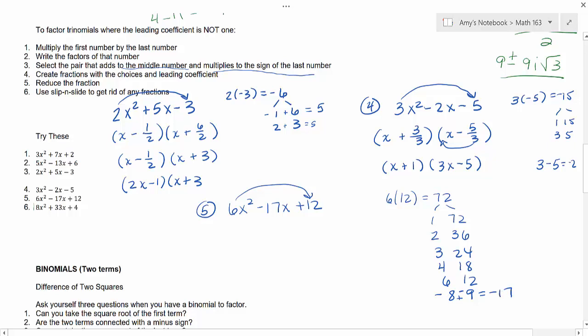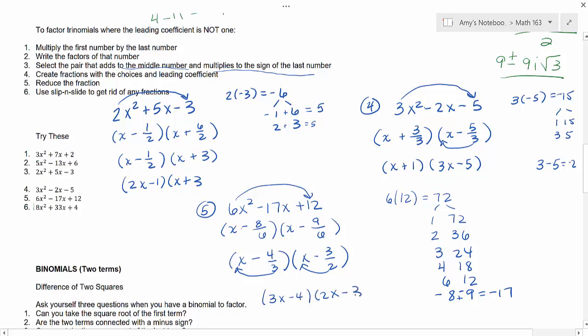And negative 8 times negative 9 does give me a positive here at the end. So I'm going to create fractions with my choices and my leading coefficient. I need to reduce my fractions. So in the first one, I'm going to divide top and bottom by 2. And then I'm going to slide this up. So I have 3x minus 4 and 2x minus 3.